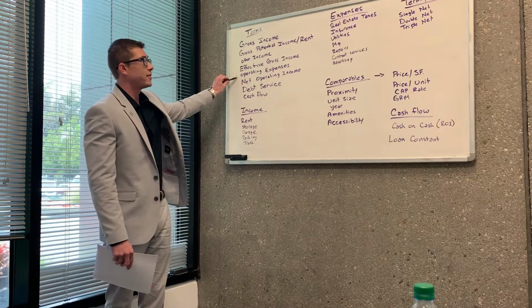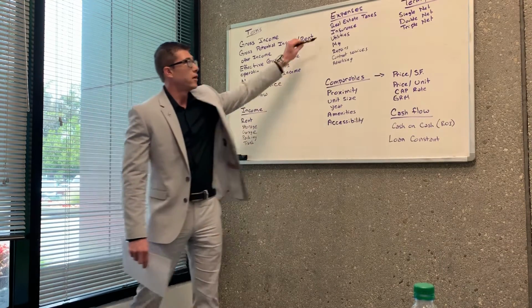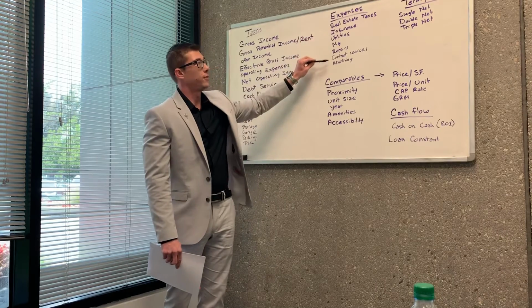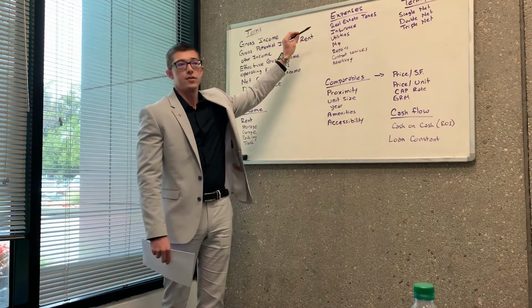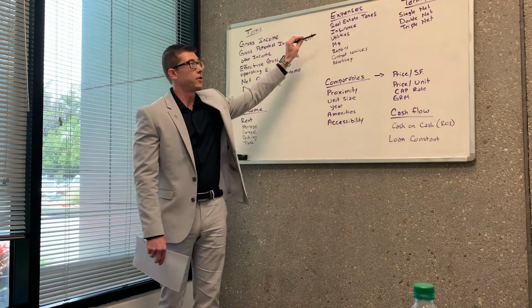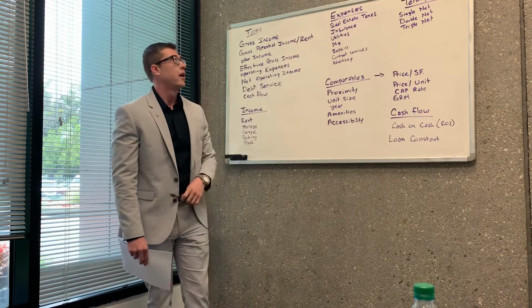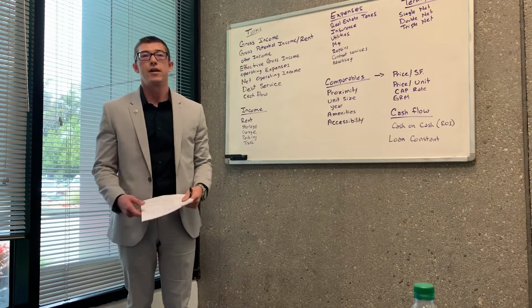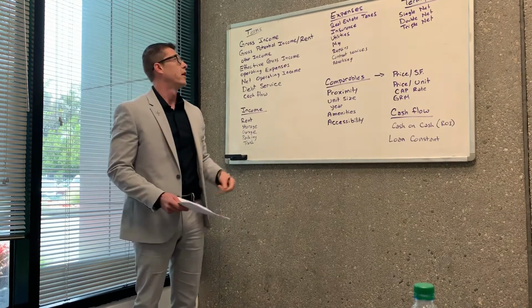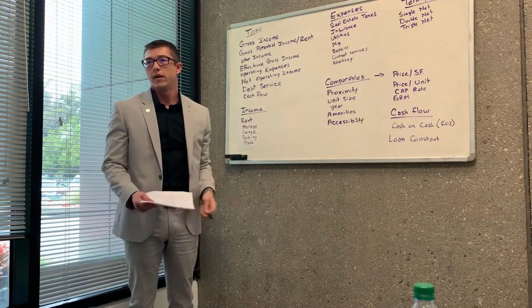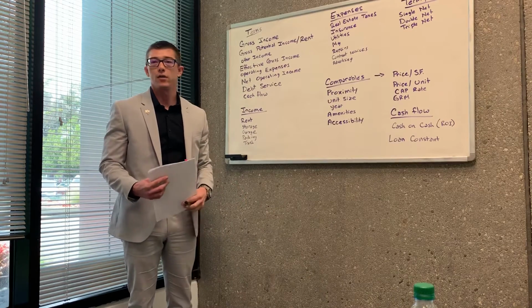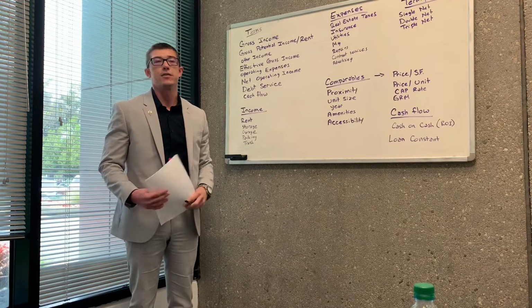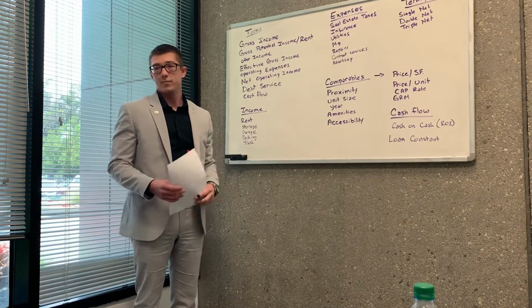Your operating expenses, those are going to be a total of all of your expenses for the property, which include your real estate taxes, your insurance, utilities, management, repairs, contract services such as pest control or gardening, and advertising. So if you are advertising vacant units, or if it's a retail space and you're advertising a lease space.